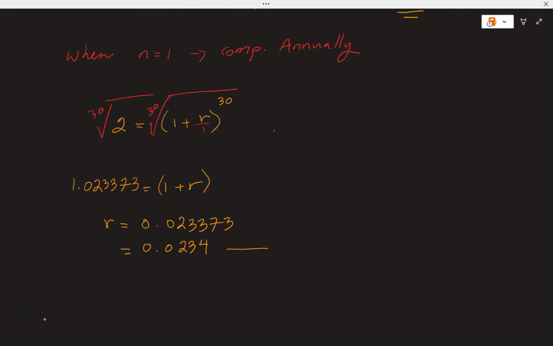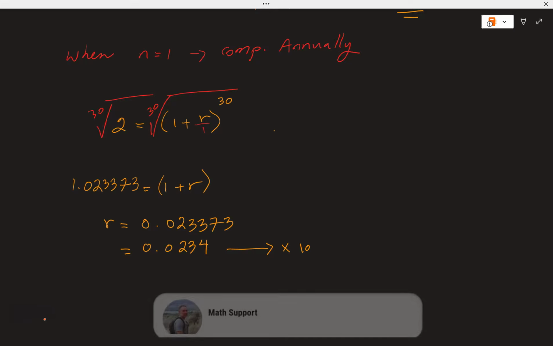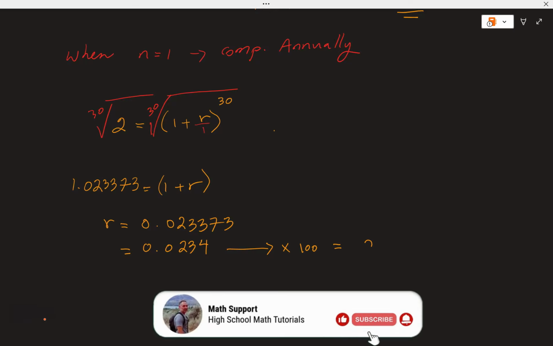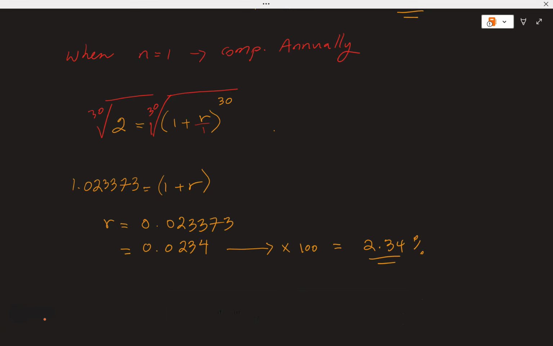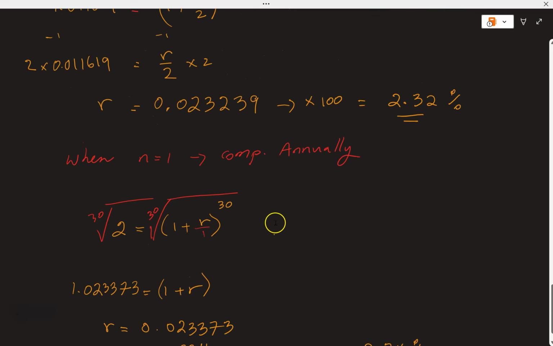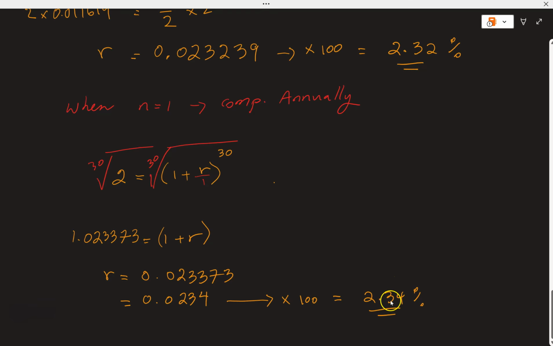And remember, to change that to the interest rate, you have to multiply it by 100 and put a percentage sign, and that would be 2.34%, and that is annually. Okay, so the same idea, but this is now annually. Now look at the differential between the two. One is 2.32%, one is 2.34%. The differential between the two is plus 0.02 of a percentage.